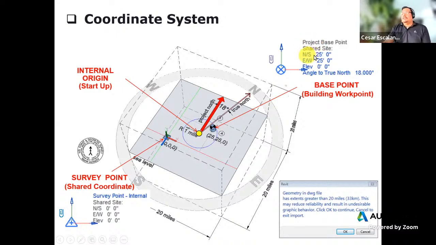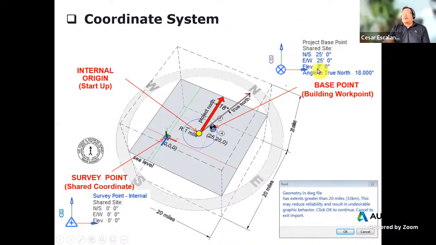If it's a positive value, it means that it's in the north. If it's negative, it's in the south. On the second line, if it's positive, it's on the east. If it's negative, it's on the west.